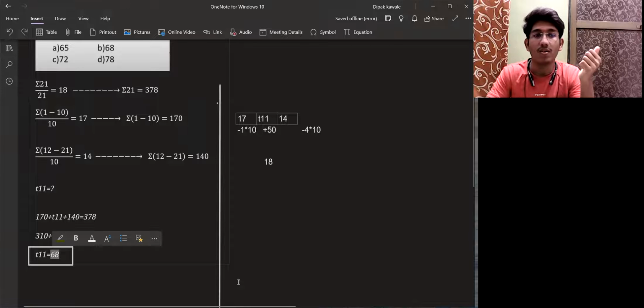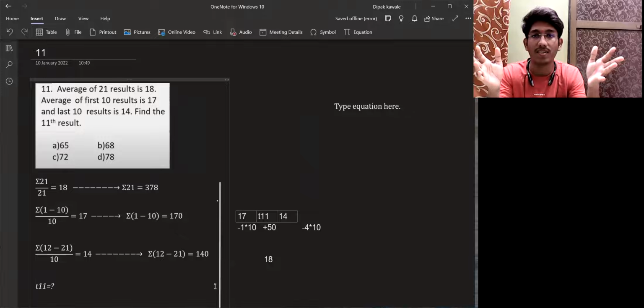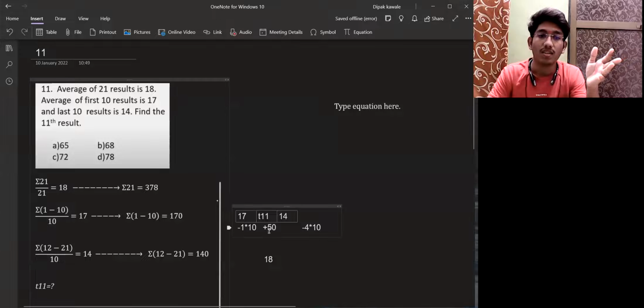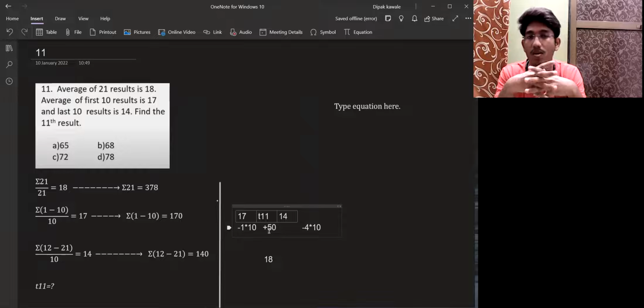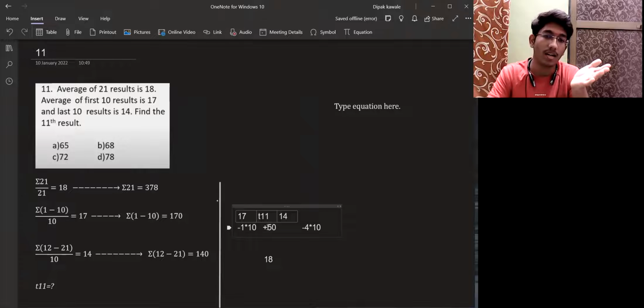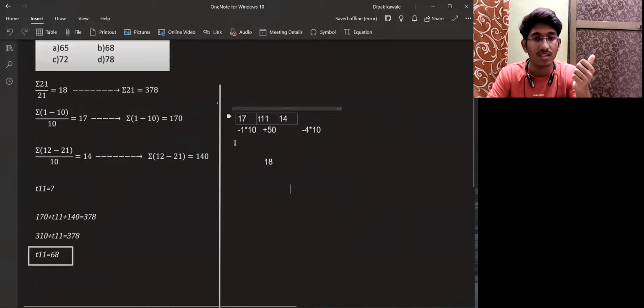Correct? You are not doing in this problem like 80 into 21, 70 into 10, and then add it, then again subtract it. So much drama. Just we are observing the differences, adding it, how much we want. Like in this case, we have a difference of plus 50. So we have added it in our total average, and we get the T11, the 11th result. Simple. So this is how we solve in 5 seconds.